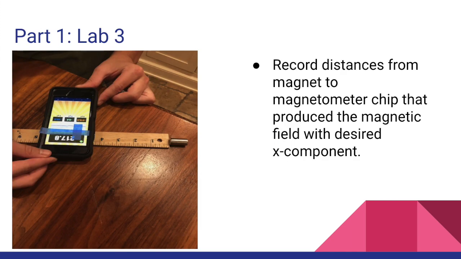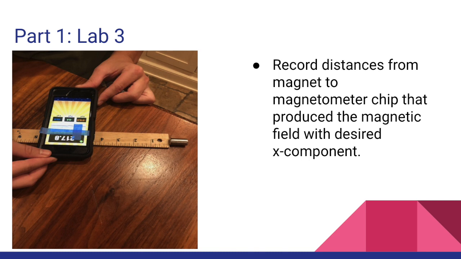For the first part of the lab, we were asked to measure and record distances from the magnet to the sensor that produce a magnetic field with an X component of magnitudes 20, 70, 120, 170, and 220 microteslas. I took 3 measurements for each of these magnetic field values.